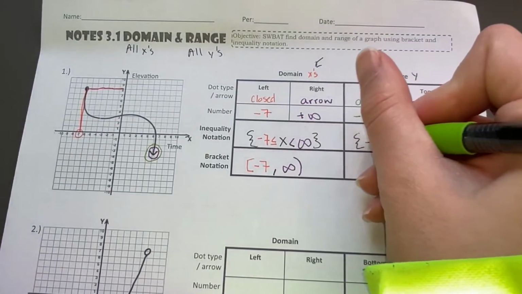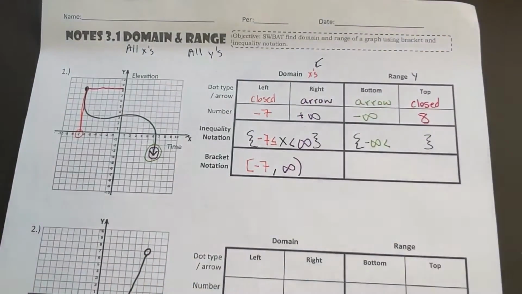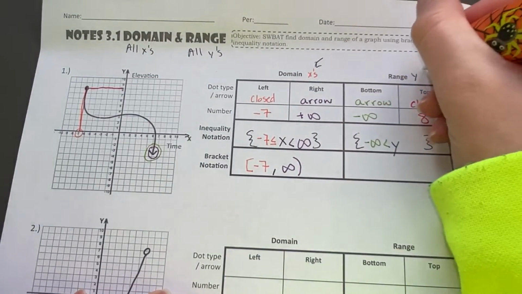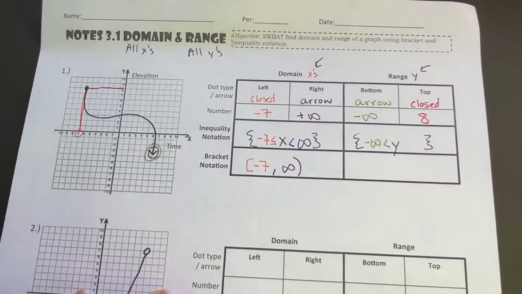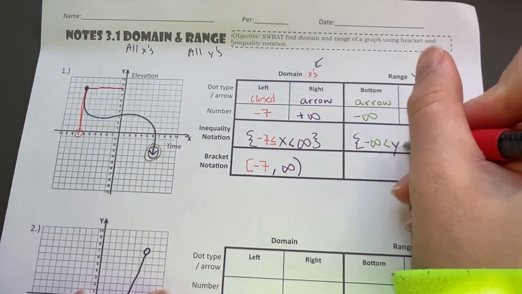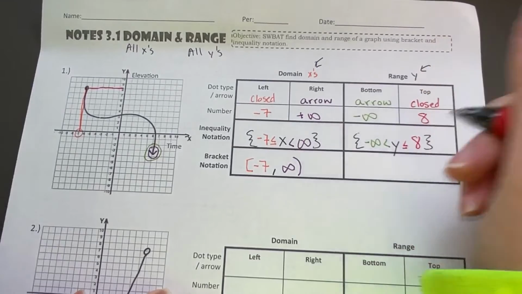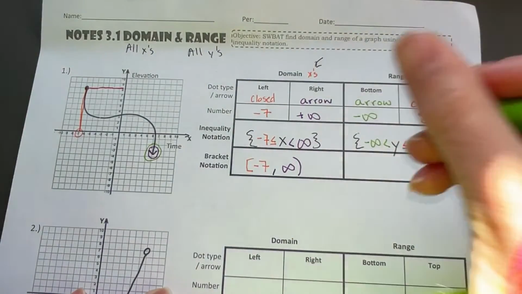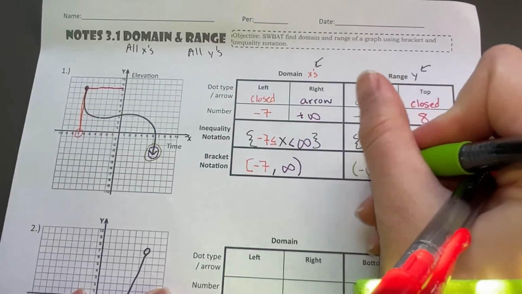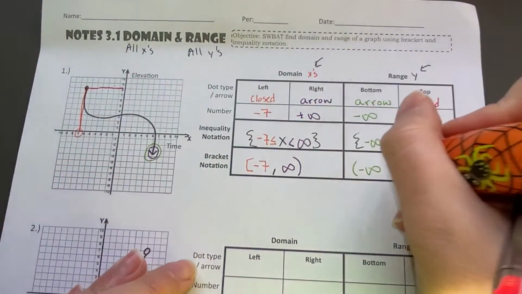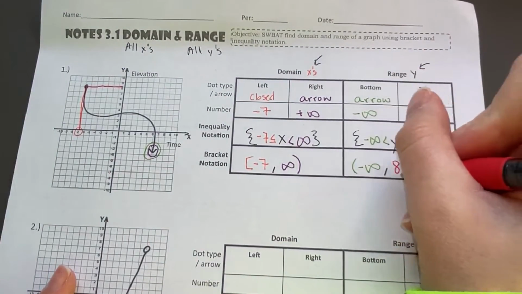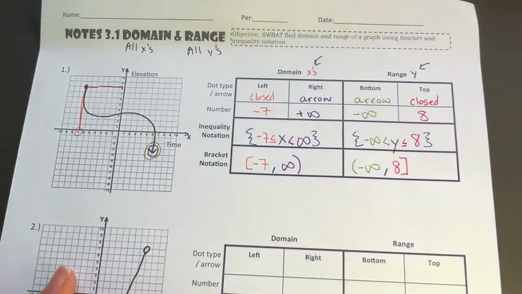So I'm going to have -infinity and just a mouth. Instead of an X this time, we're going to use a Y because range is about Y's. And then we have a closed dot at 8. So I have a mouth with a line and then the number 8. For the bracket, we're going to have a round bracket with a -infinity because we're talking about arrows. My comma. And then the number 8 with a square bracket because it was closed.